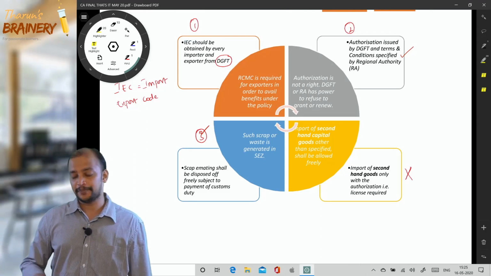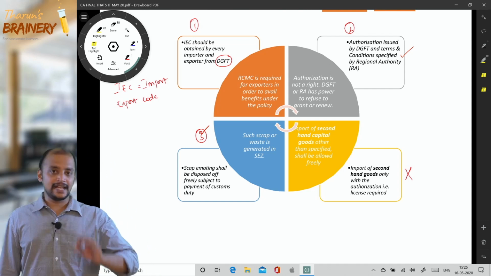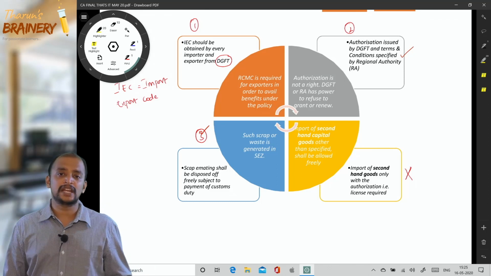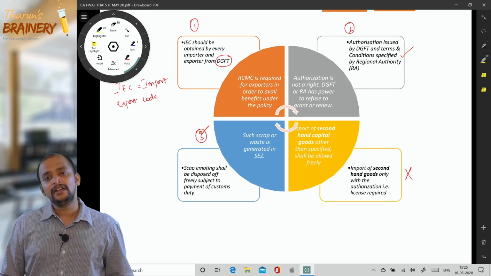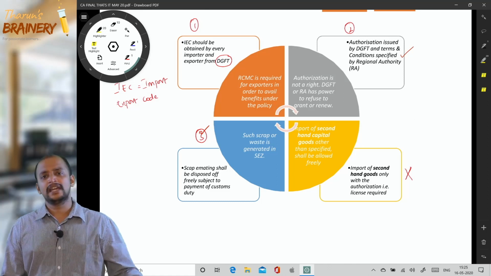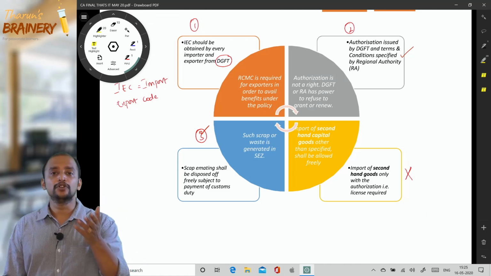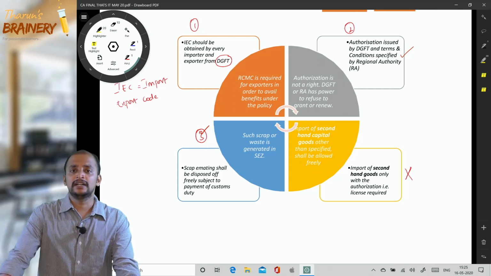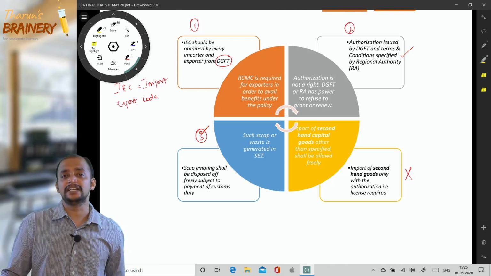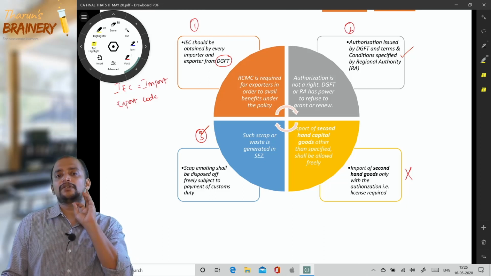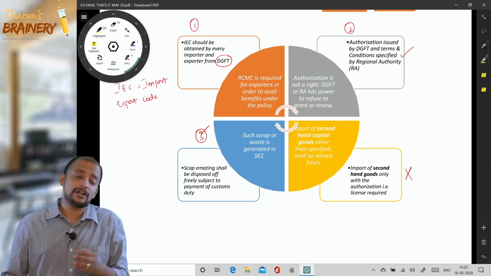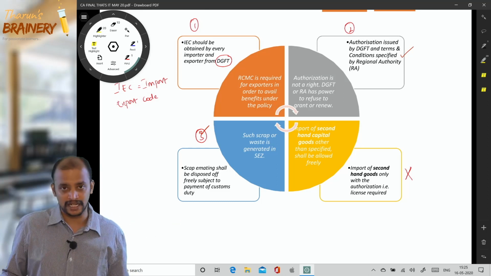Then next, second, authorization means license, which will be given by DGFT, and the terms and conditions of that authorization are specified by the regional authority. Now, say for example, you are an importer and you want to import some raw materials. Say rubber you wanted to import, and rubber is under restricted. So you got the license or authorization to import, and they have given a validity of 9 months. So that authorization, whatever you have got to import the rubber, has a validity of 9 months, and it also has a restriction like how much quantity can be imported.